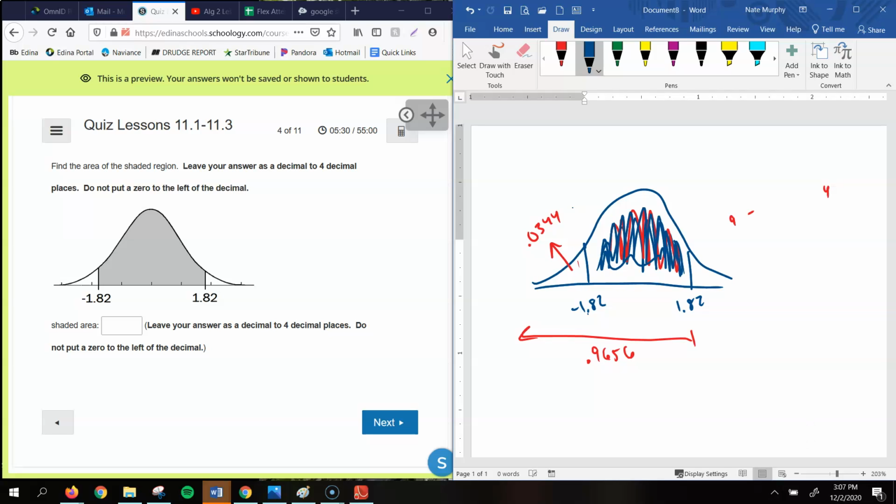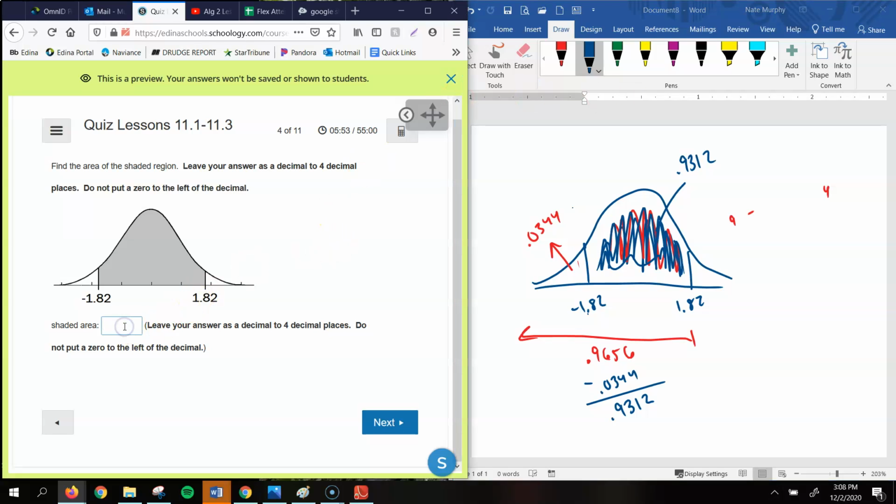So to do that, I would just take and subtract 0.0344 from 0.9656. And when you do that, we get 0.9312. So the area of this shaded region would be 0.9312. Because again, if we were to add that to the 0.0344, we'd get to 0.9656. Let's put in our answer, 0.9312.